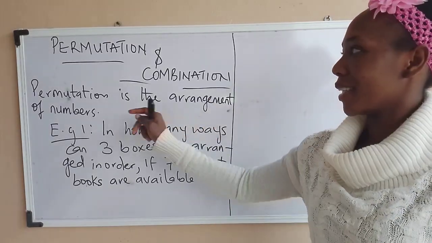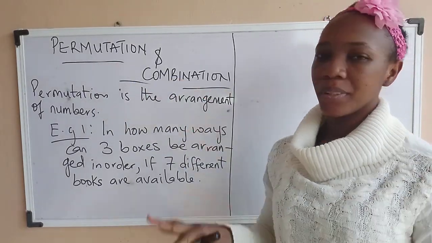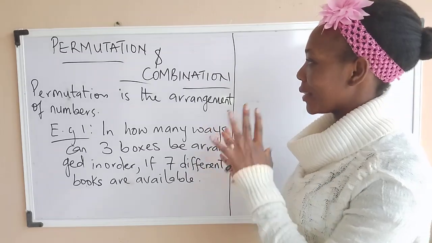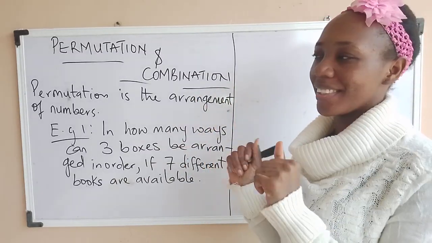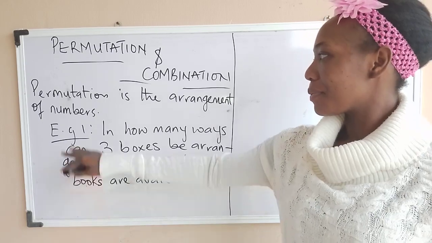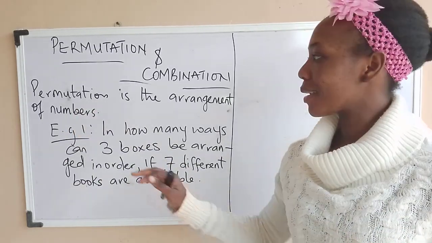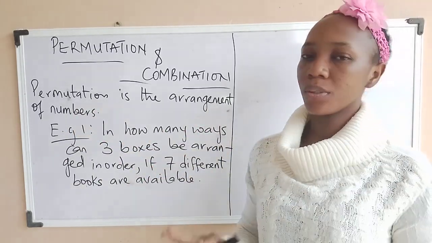Okay, so today we'll be looking at permutation and combination. It's a long awaited topic. I know you're excited to have this done, so we're going to be going right into it. Permutation is the arrangement of what?